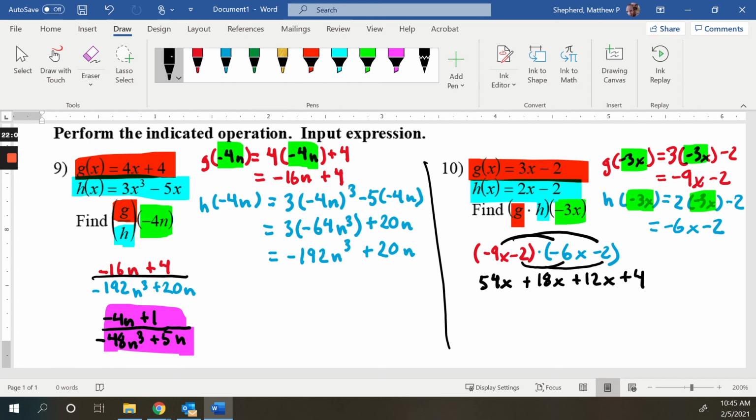Oh, looks like I did make one mistake. Negative 9x times negative 6x should have been 54x squared. We multiplied two x's together. So because that one's an x squared, it cannot combine with our other x's. But we can combine the 18x and the 12x into a 30x. And we've got the plus 4.